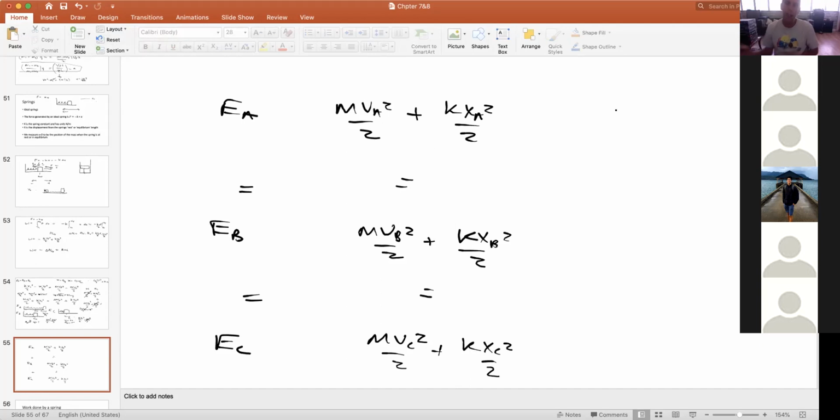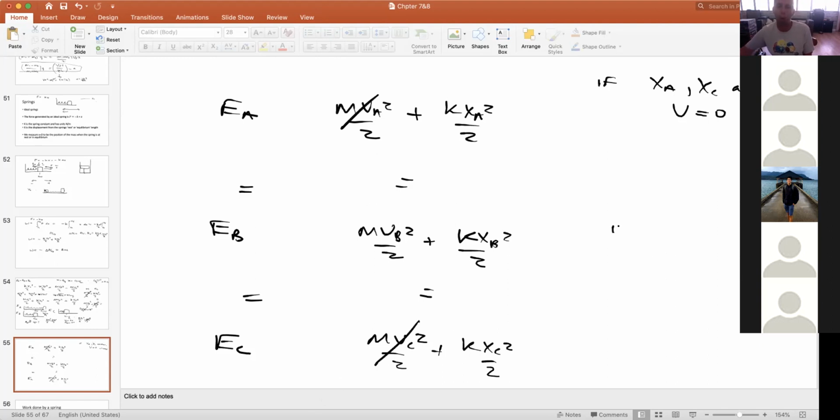When it is at full compression or fully stretched, if xa and xc are max x, v is equal to 0 at max. So when you stretch it out to the maximum, or if you let it slide back and forth, when it reaches maximum compression or maximum stretch, v is 0, therefore these go away.